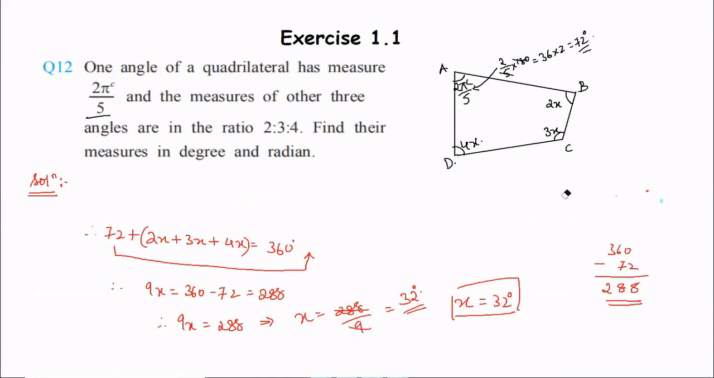All right. To start with the second step, measure of angle A is given to us as 2 pi by 5 radians. You have to convert 2 pi by 5 into degrees by multiplying by 180 by pi. Pi and pi get cancelled. So 5 into 36, and 2 into 36 gives you 72. So A is 72 degrees. Now calculating for angle B.